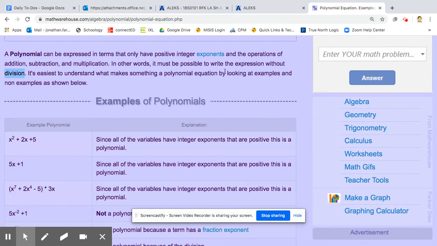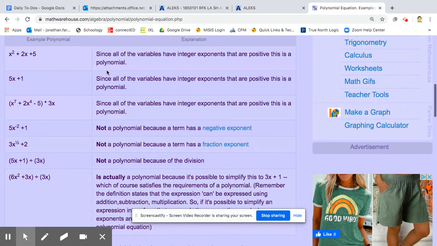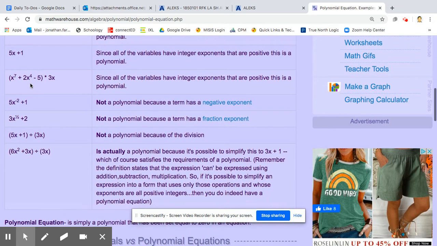It's easiest to understand what makes it a polynomial by looking at these examples. Do you see how this expression has a positive exponent and you're just adding these terms together? This is a polynomial. Here, this is a polynomial because the x is also a positive exponent. You can't see it, but this is x to the power of 1 since there's just one x. This is a polynomial because all of these exponents are positive exponents. Remember, when we have a negative exponent, that's like doing the inverse, 1 divided by this, and that would make it a fraction. So even though multiplication is happening here, this is still a polynomial.